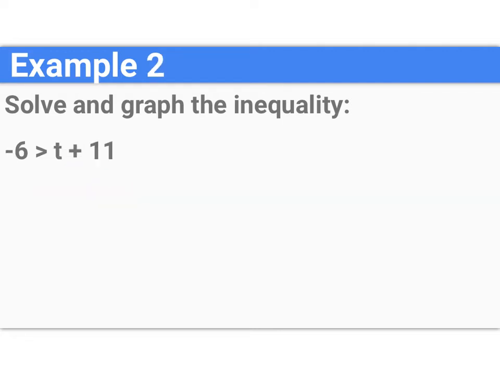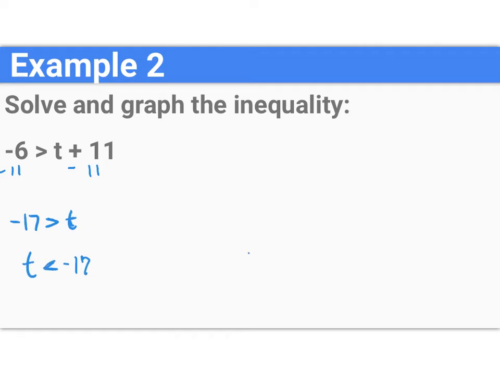Solve and graph the inequality. So what we're going to do is move the 11. So we're going to subtract 11 from both sides. And so same signs add, negative 17 is greater than t. Now, in order to graph it, we want to put our variable on the left side. So we're going to flip everything around. So t is less than negative 17. See, the mouth is still eating the 17.